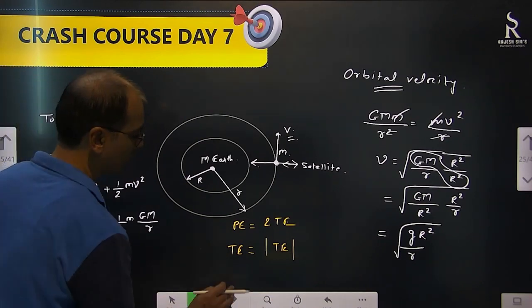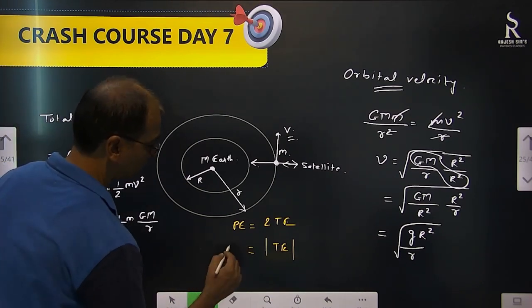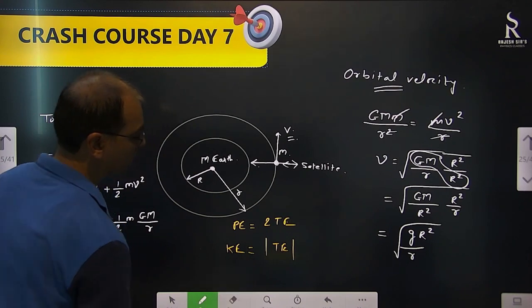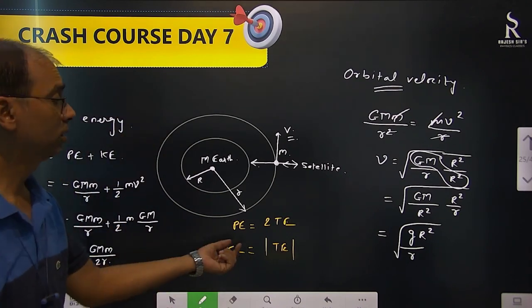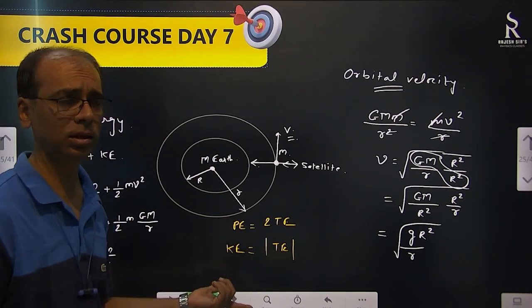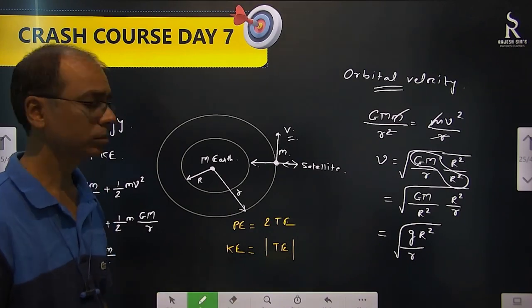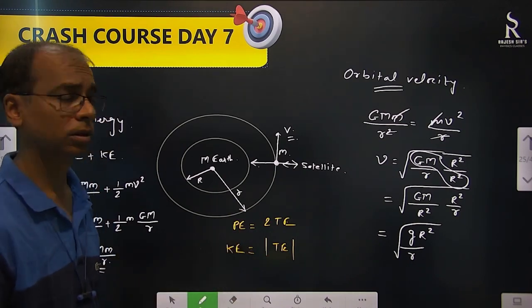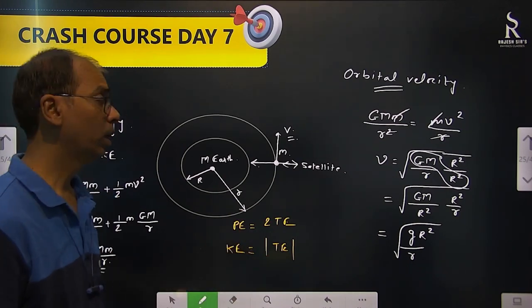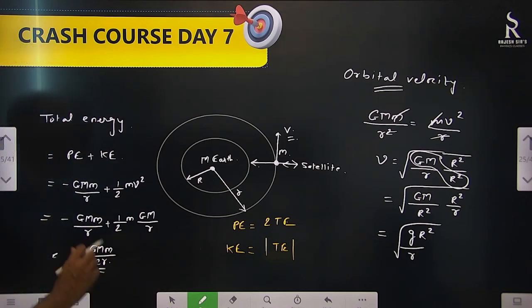Both have written total energy only. Kinetic energy is equal to total energy, and potential energy is double of total energy as well as kinetic energy. So these two are very important relations. Remember that. Okay. So orbital velocity we saw, total energy of the system we saw right now.